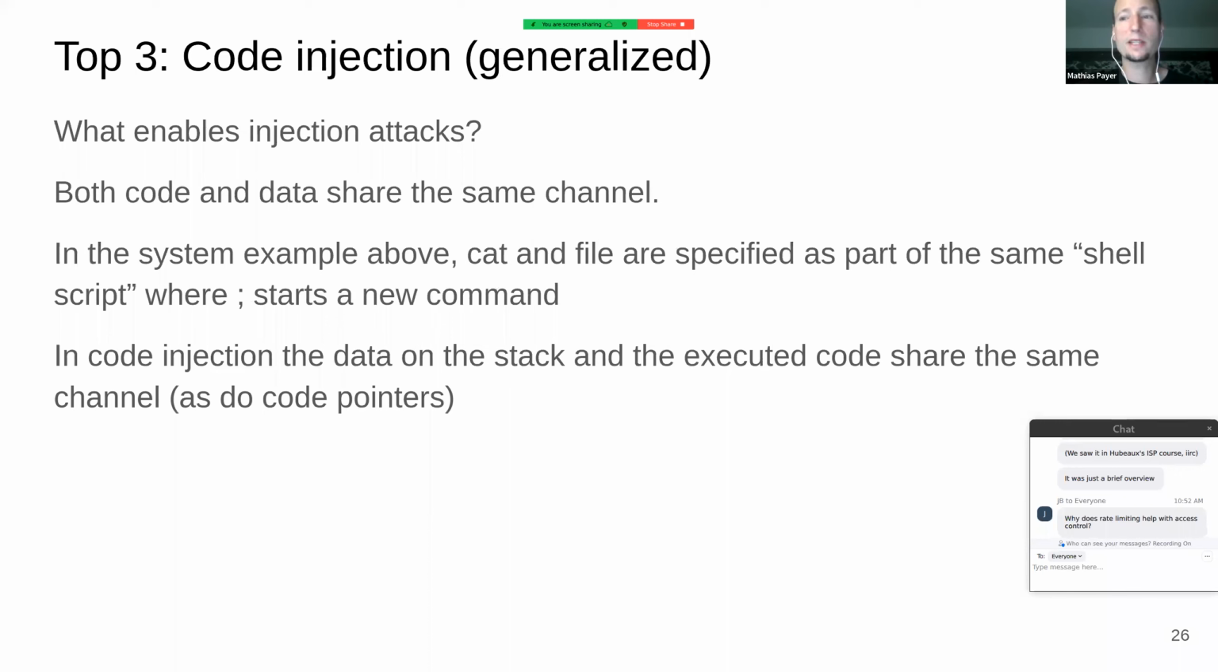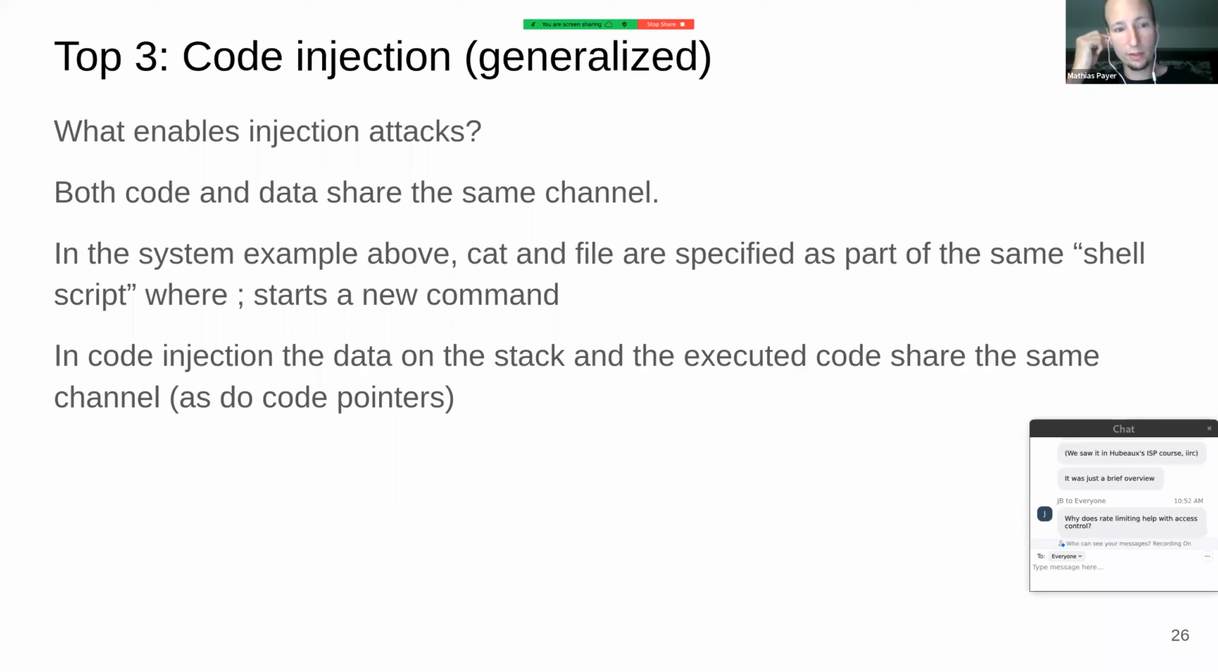So the cat should be specified. The cat is the program that we want to run, and the file name is information that we want to pass. But when we launch it, the issue was that code and data share the same channel. They are encoded in the same string. The cat and the file are specified as part of the same shell script. And here the issue was that the semicolon starts a new command.